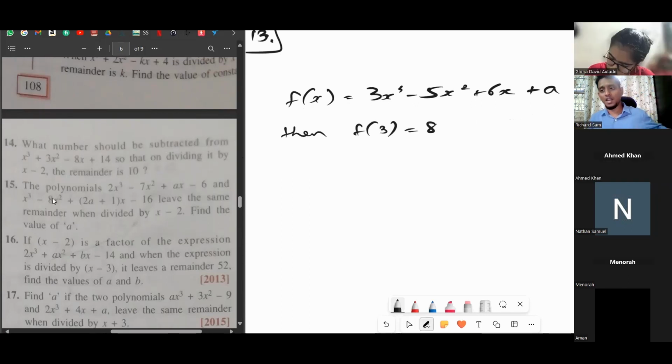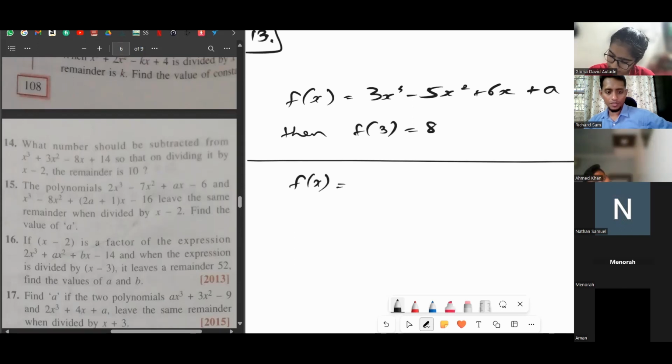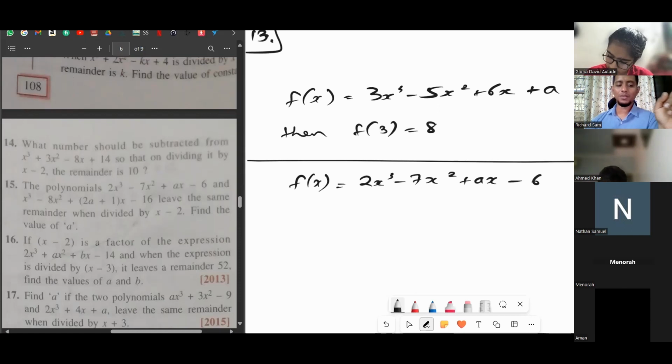Okay, in question 15, how many polynomials do we have? Two polynomials. The first polynomial we'll take as f of x, as usual. So f of x is 2x cubed minus 7x squared plus ax minus 6. That's the first polynomial. Then the remaining question: they both leave the same remainder when divided by x minus 2. Find the value of a.